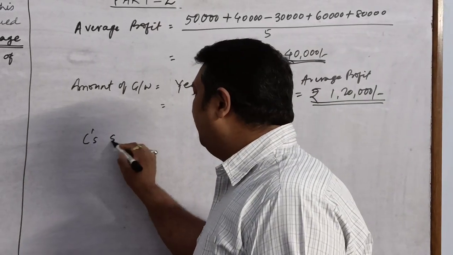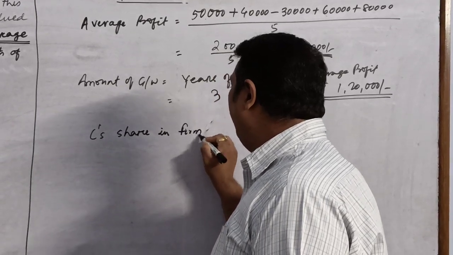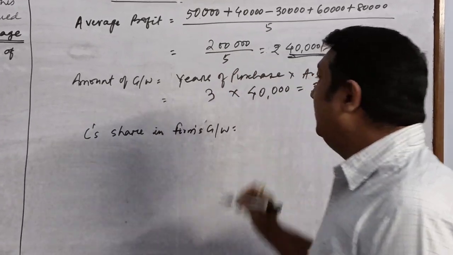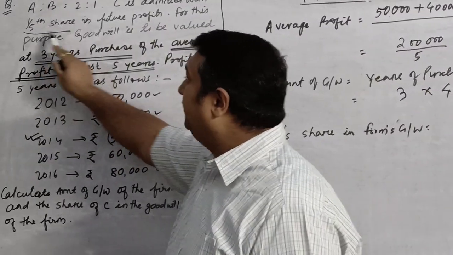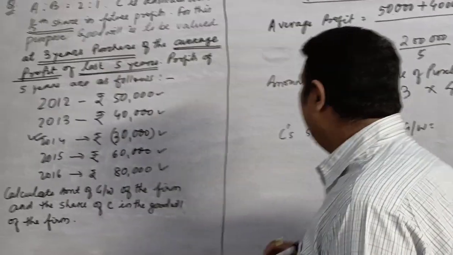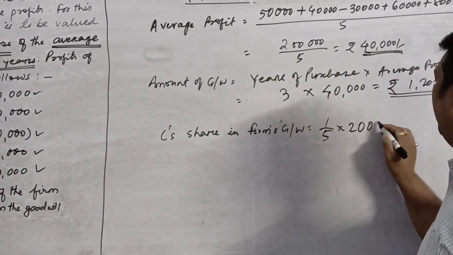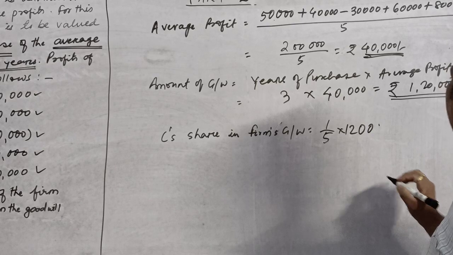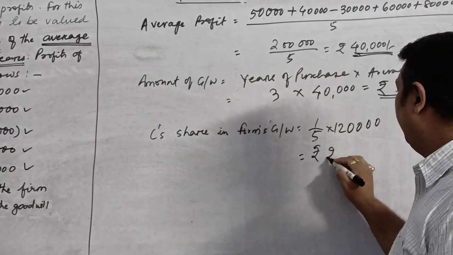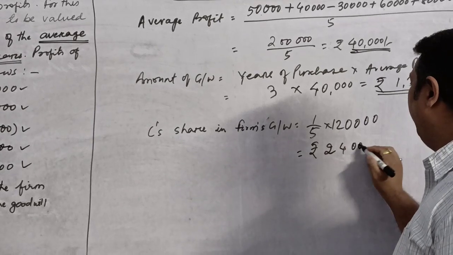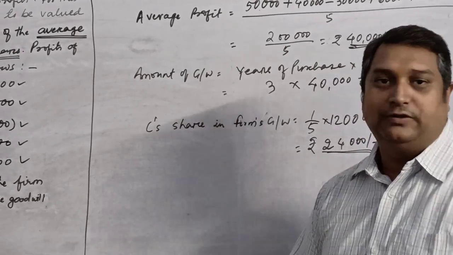Now we are supposed to find out C's share in the firm's goodwill. So C had been admitted to the firm with 1/5 profits in the future. So we will take out 1/5 of the firm's goodwill, which is 1,20,000. It will be rupees 24,000. So this is the goodwill which C will bring into the firm.